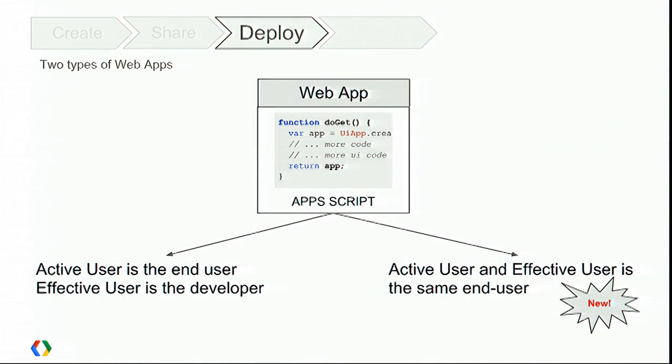Again, just to clarify, the type of web app that we had was the first type, where the active user is the end user and the developer is the effective user. The new way of deploying web apps is where the active user and effective user are the same, which is the user on the keyboard.